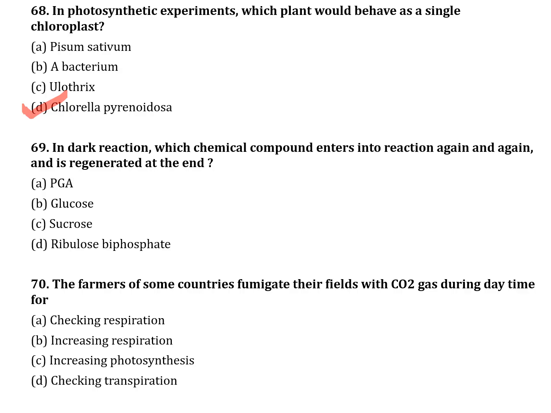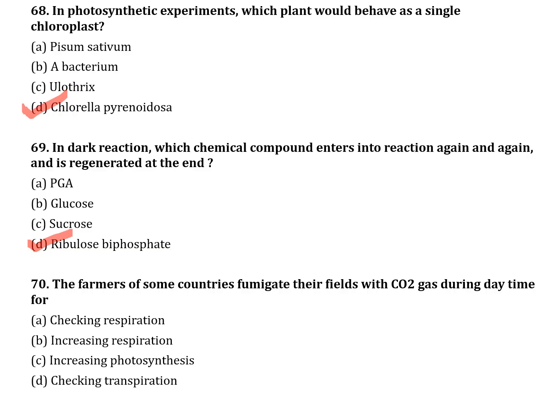In dark reaction, which chemical compound enters into reaction again and again and is regenerated at the end? Option A, PGA. Option B, glucose. Option C, sucrose. Option D, ribulose bisphosphate. Correct answer is option D, ribulose bisphosphate. The next question number 70.